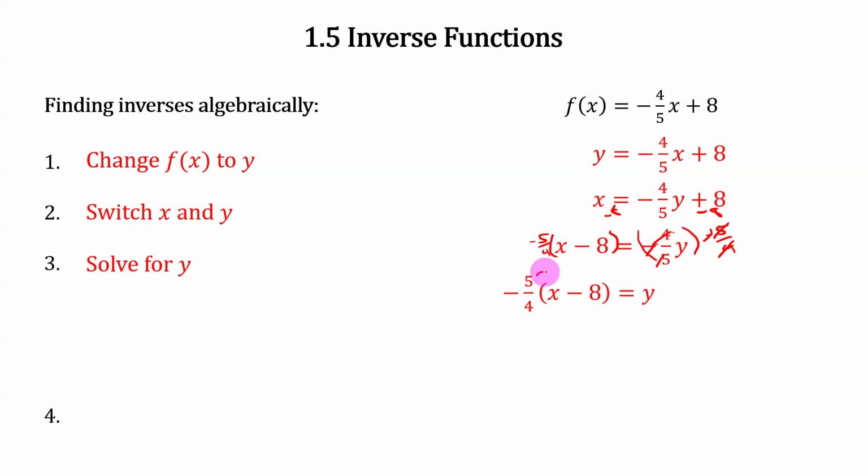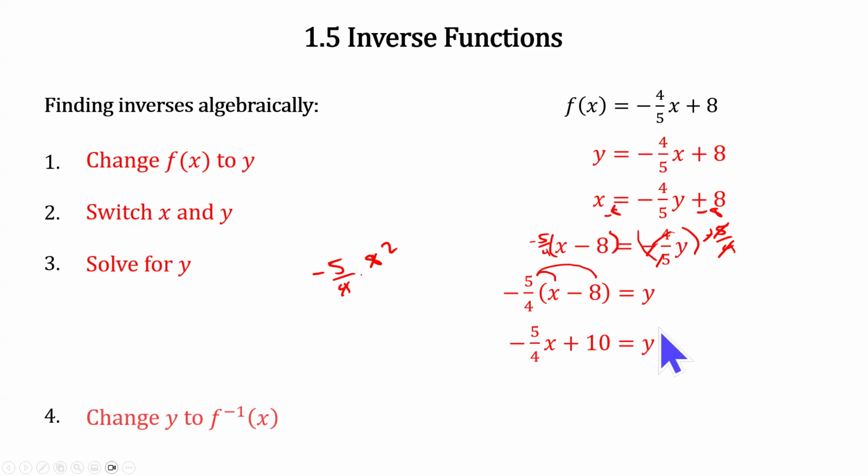Now we've got to do distribution. Negative 5 over 4 times 8 would be, 4 and 8 would reduce to 2. So negative 5 times 2 is 10. And so there you go. Now I have my new equation of my new line. So now the last step is really nothing. I don't even think Delta Math will make you do this. You would change y to f inverse of x. And there's my inverse.